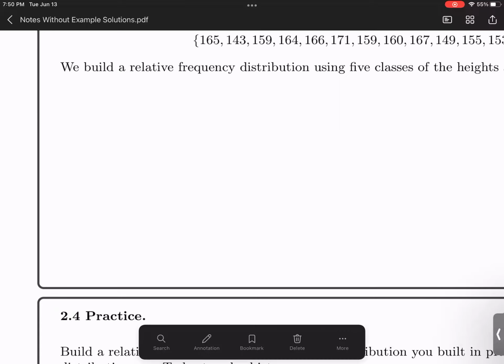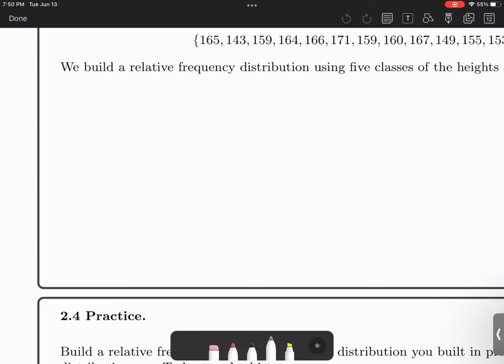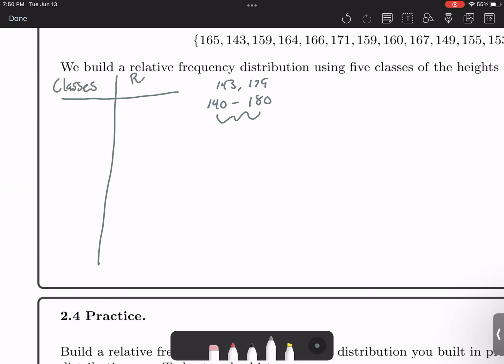All right, so we've already established that if this is my data, the lowest is 143, the highest is 179. So if we go from 140 to 180, that should capture all of the data. And if I want to put 5 classes inside this distance, then each class is going to take up 8 units of space, or 8 centimeters. So we'll have our classes here, and then we'll have the relative frequencies here.